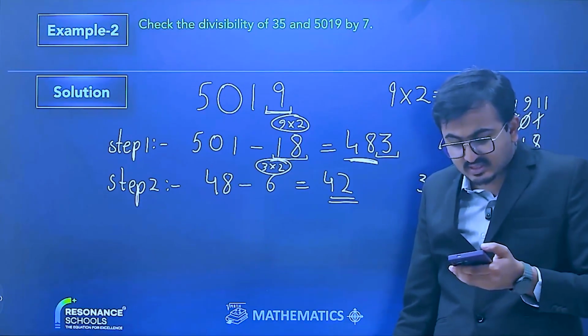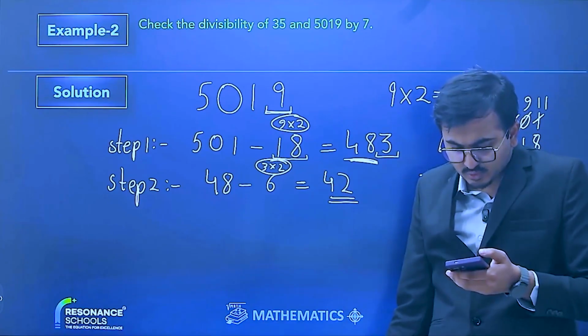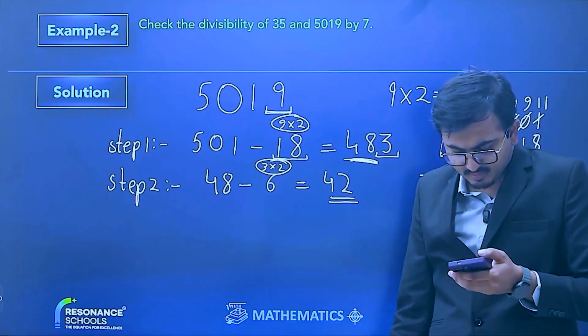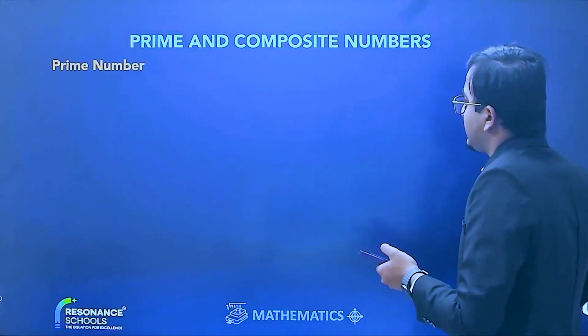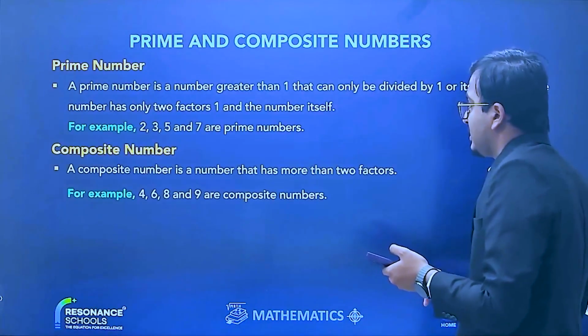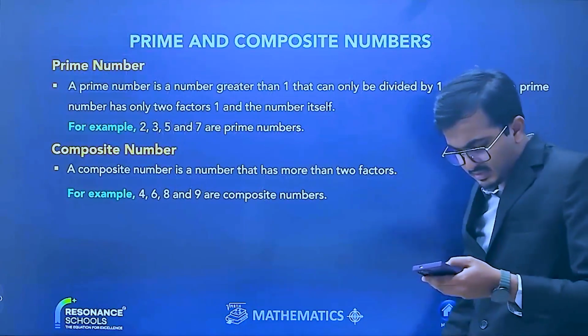Why only with 2? That is the divisibility rule of 2. This is the divisibility rule of 7. Done. Let's move on. Okay. Prime, composite. Done with prime and composite. Clear?